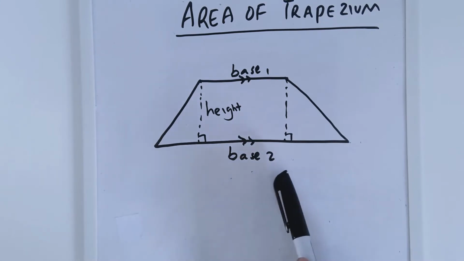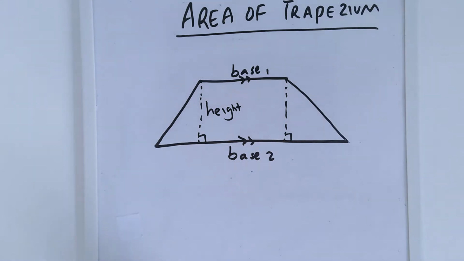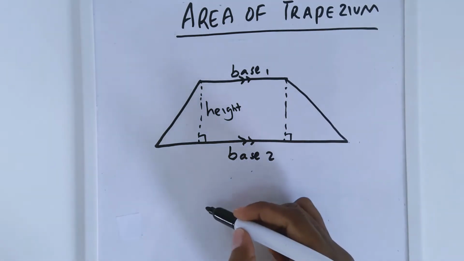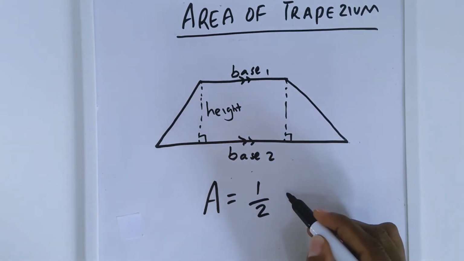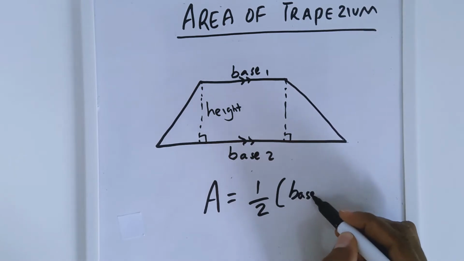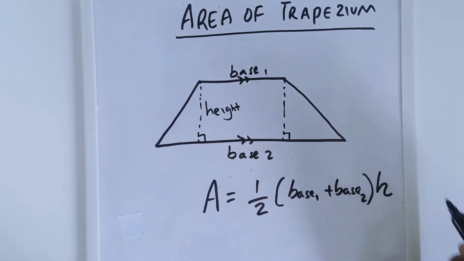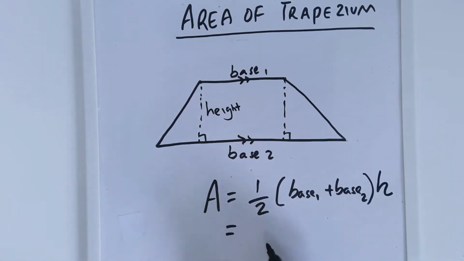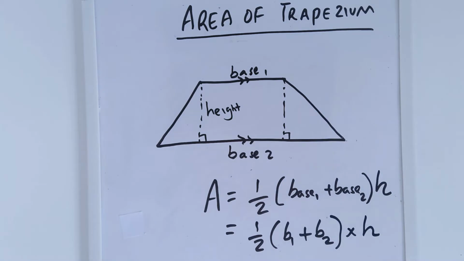A trapezium has base 1 and base 2 and a height. And in order to find the area of a trapezium, you use the formula: area is equal to 1/2 of (base 1 plus base 2) multiplied by the height. So a half times (b1 plus b2), which are base 1 and base 2, then multiplied by the height of the trapezium. Let us take an example.